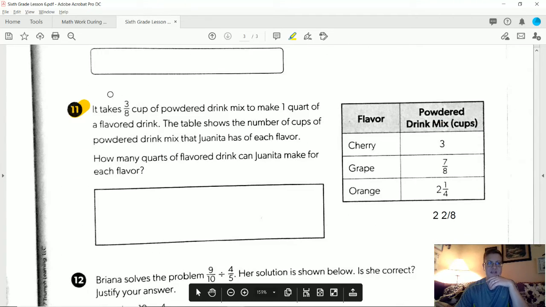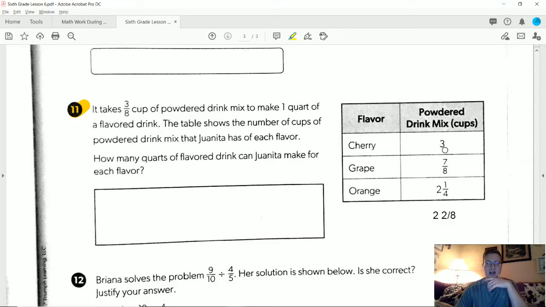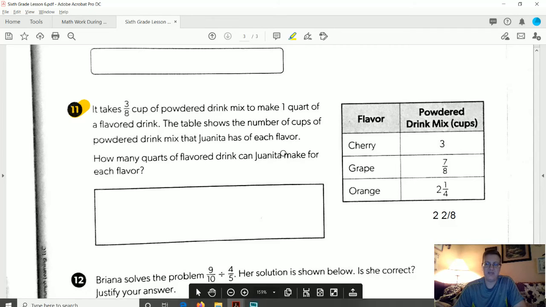And number 11, if I have 3/8 of a cup of powdered drink to make 1 quart of flavored drink, for cherry, I'm going to be able to make 8 cups. For grape, I'm going to be able to make 2 cups. And for orange, I can change this to 2 2/8, and then be able to count that way. So 2 2/8 would give me 18/8, and that one would be 6. So 8, 2, 6 for that one.